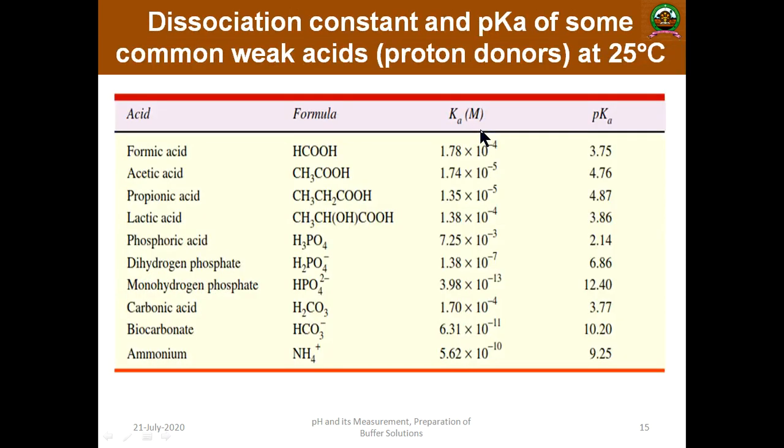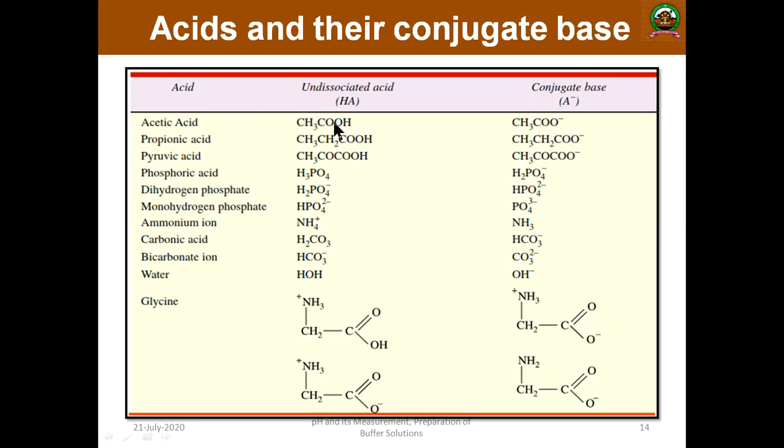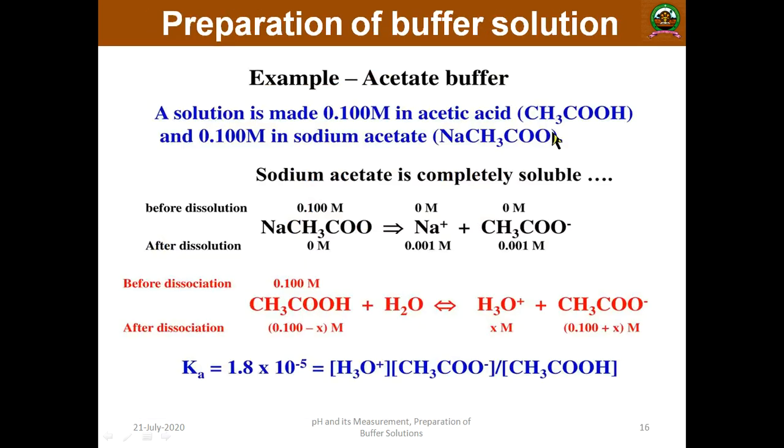Okay, I told you acetic acid is a mixture of CH3COOH and its conjugate base CH3COO minus. Both of these together are known as a buffer. Here sodium acetate is completely soluble and dissociates: CH3COONa, that is sodium acetate, dissociates as Na plus plus CH3COO minus.